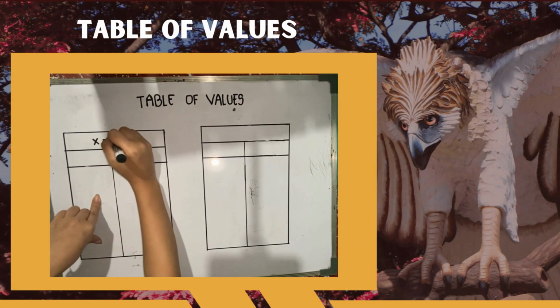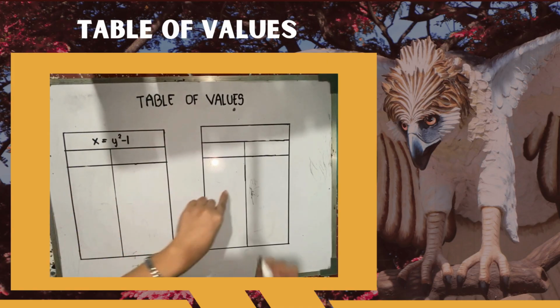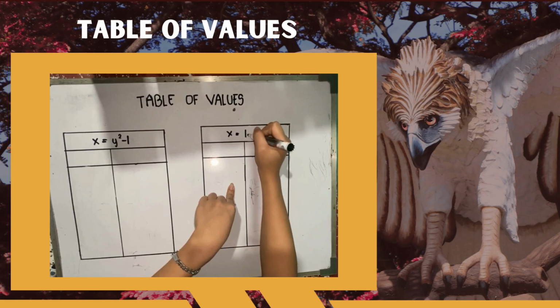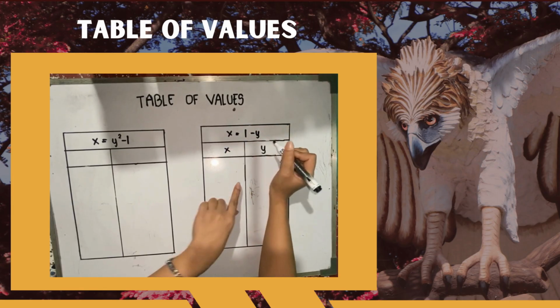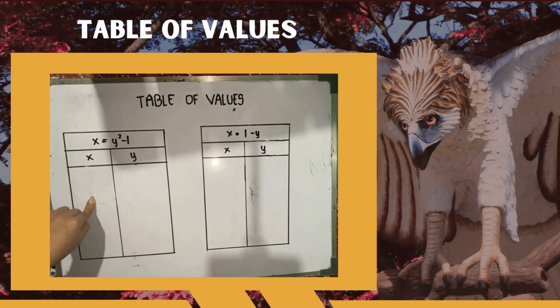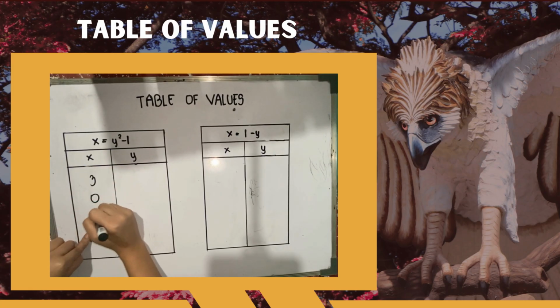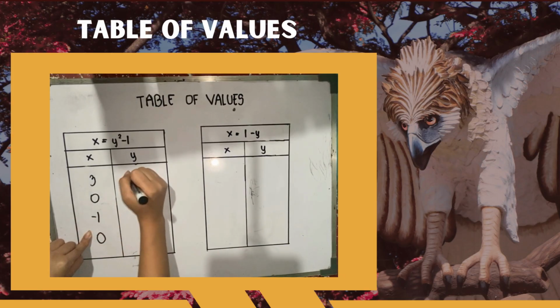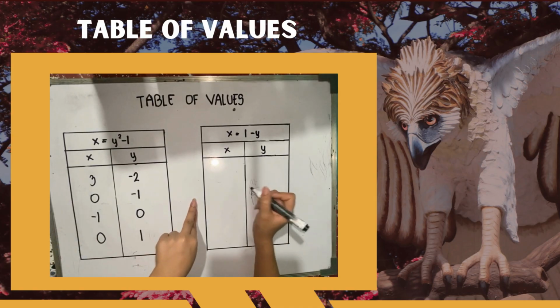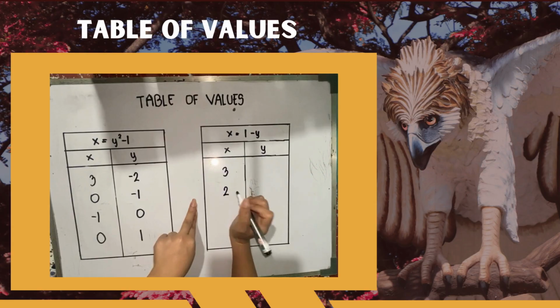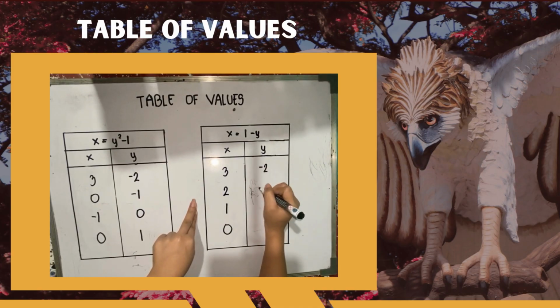For the table of values, for the first table we have x equals y squared minus 1. For the second table, we have x equals 1 minus y. For our first table, x equals 3, 0, negative 1, 0. For y, negative 2, negative 1, 0, and 1. For our second table, we have for x 3, 2, 1, 0. And for y, negative 2, negative 1, 0, and 1.